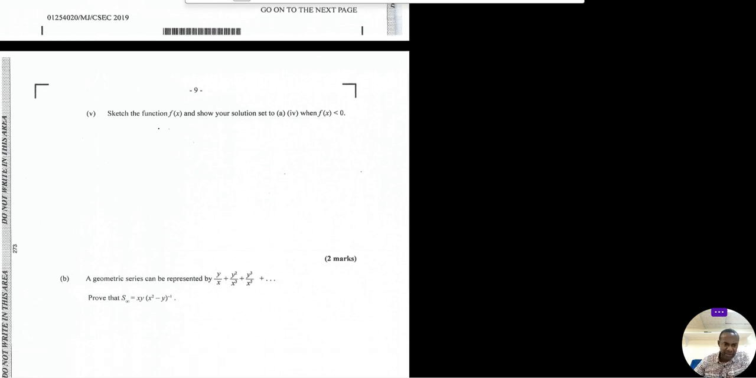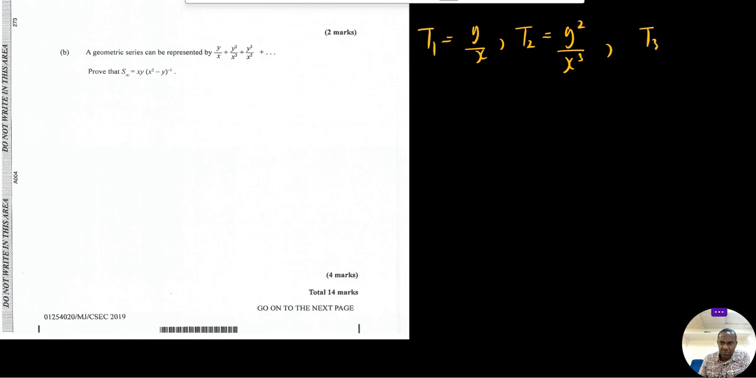Now, first of all, before we can proceed to find the sum to infinity, we have to find the common ratio of this geometric series. If you recall, a geometric series or progression is one in which the ratio of consecutive terms is a constant. In this particular case, we have our first term, t1, equals y over x. We have t2 equals y squared over x cubed. And so we have t3 is equal to y cubed over x to the 5.